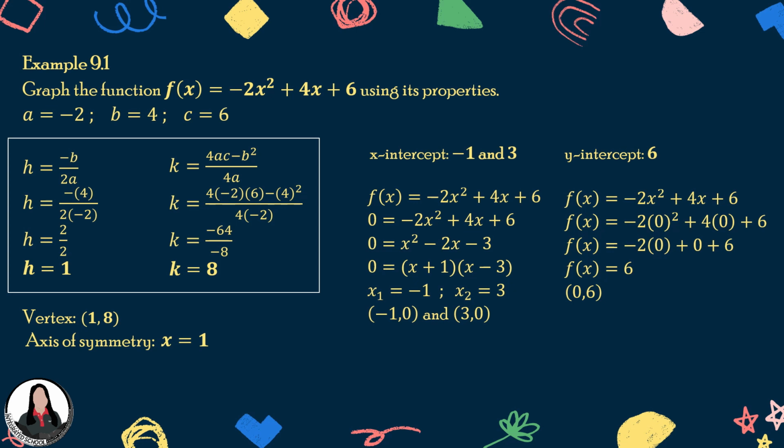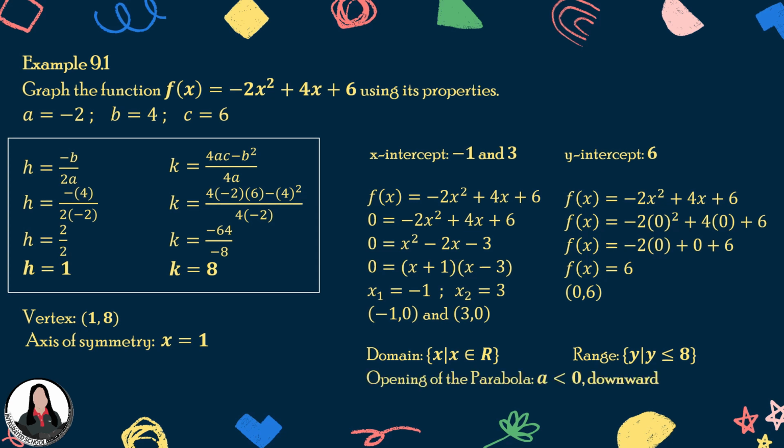Okay, ano pang sunod? We have to get the domain and range. So the domain is the set of all possible values of x such that x is an element of a real number. Yun po ay constant. How about the range? Okay, again, the range can be obtained by knowing if the parabola opens upward or downward. Okay, so since the parabola opens downward, okay, because a is less than 0, right? Because negative 2 ang ating a, it opens downward. Hence, our range is y such that y is less than or equal to 8. 8 is our k value.